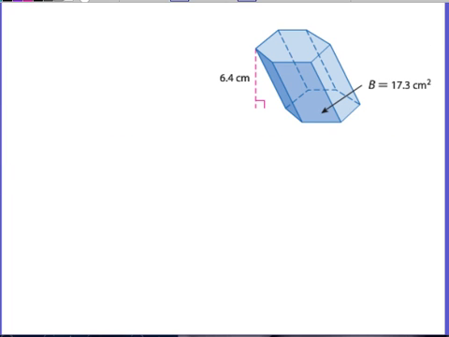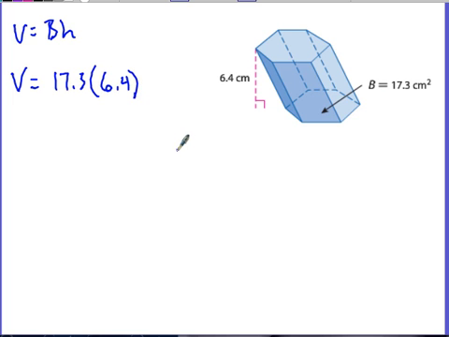So, volume of an oblique hexagonal prism. Volume equals area of the base times the height. They're even kind enough to give you the area of the base on this one. So it's just 17.3 times the height, 6.4. I got 110.7 centimeters cubed.